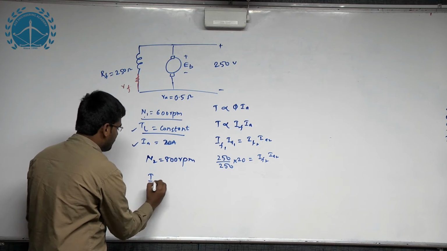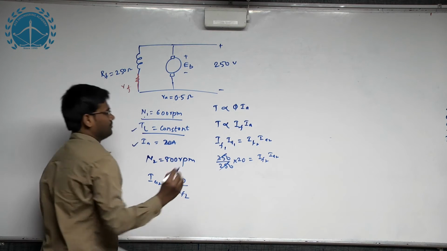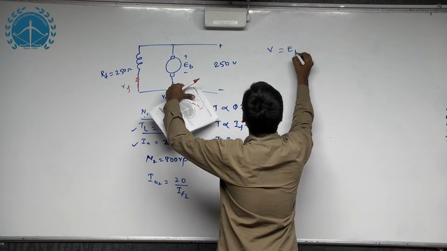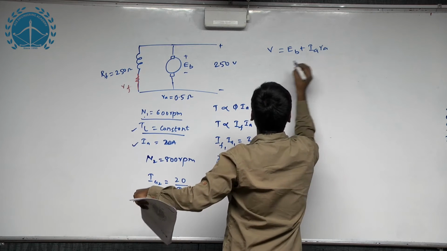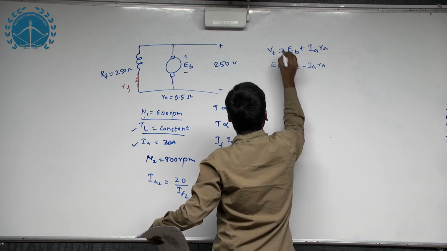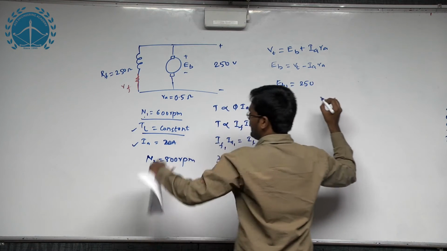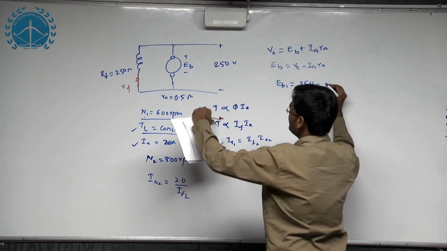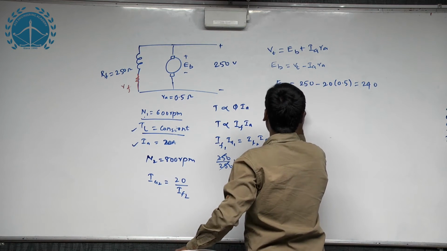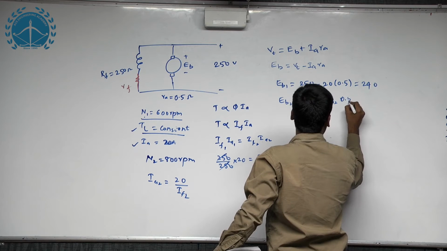From here I can say that Ia2 is nothing but 20 by If2. Also, V equal to Eb plus Ia Ra, the voltage equation. So Eb equal to Vt minus Ia Ra. So Eb1 is equal to 250, that is at N equal to 600 rpm, minus 20 into 0.5, that is 240, and Eb2 will be 250 minus Ia2 into 0.5.